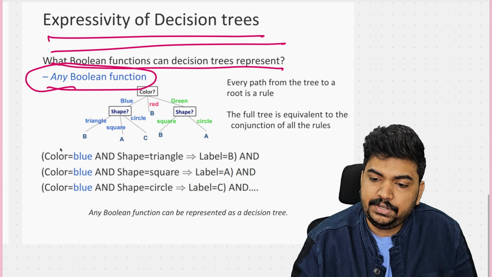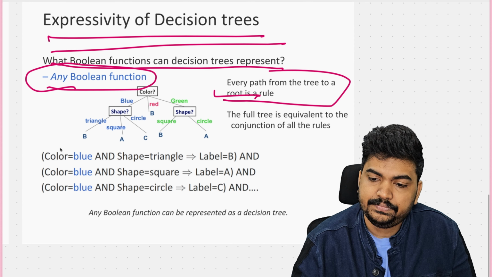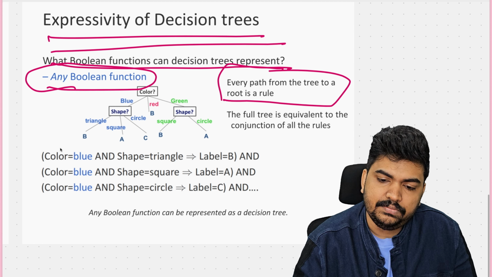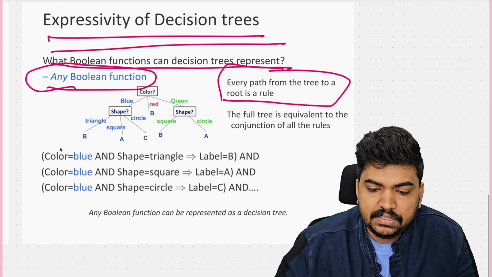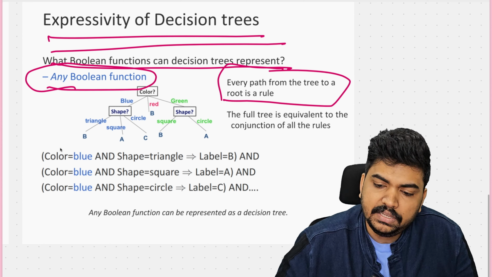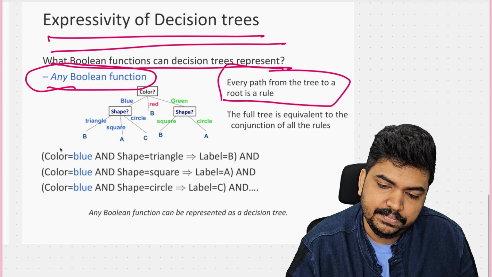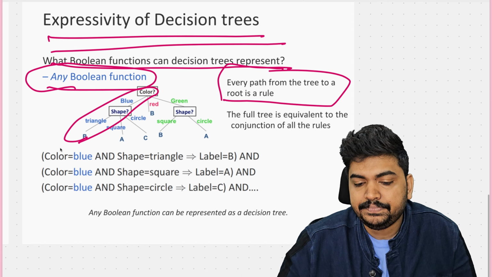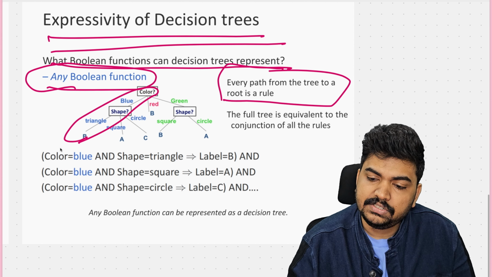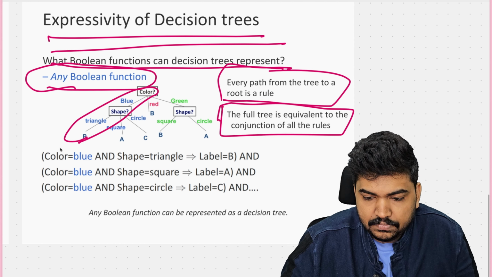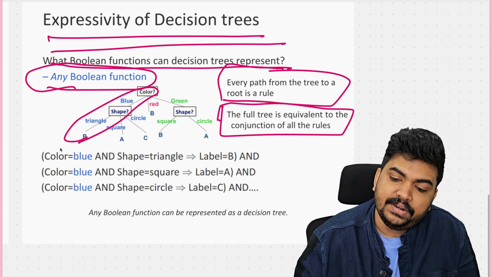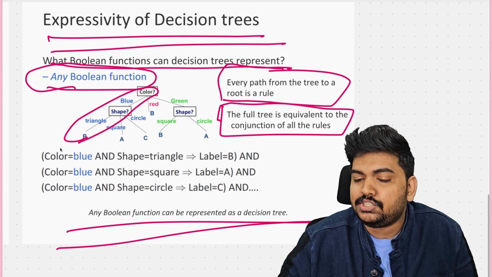Every path from the root to a leaf is a rule. As we mentioned, if you look at this path, it is nothing but a conjunction of two conditions, right? It's color equal to blue and shape equal to triangle, then it implies that label equal to B. I'm talking about this edge, this path. So the full tree is equivalent to the conjunction of all the rules. So summarily, any Boolean function can be represented as a decision tree.